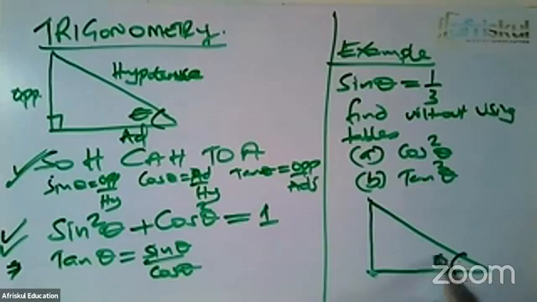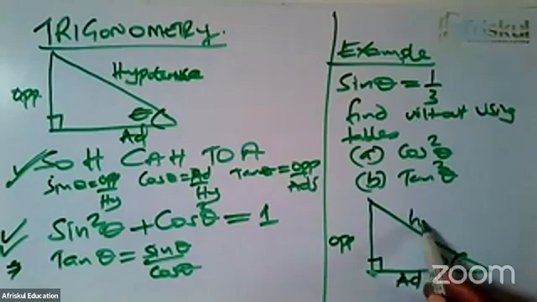Of course, we have our theta here. In this case, ladies and gentlemen, we have our right angle here. This is our adjacent, touching the theta angle, and this is the opposite of the theta angle. And then we have what we are calling the hypotenuse.